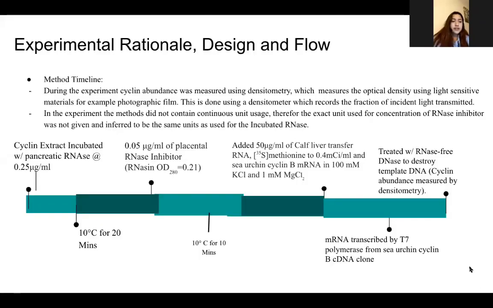In the methods section of this experiment, the cyclin abundance was measured using densitometry. This measures the optical density of light using light-sensitive materials, for example, a photographic film. This is done using a densitometer, which records the fraction of incident light transmitted.